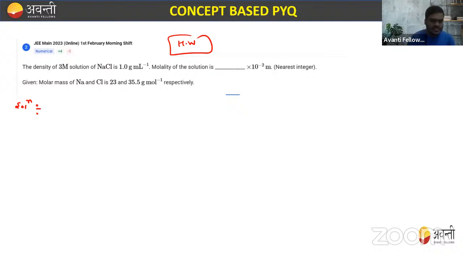See, first of all, we know the density of the 3 molar solution, right? So density is given. How much is the density? The density of the 3 molar solution is given, 1 gram.